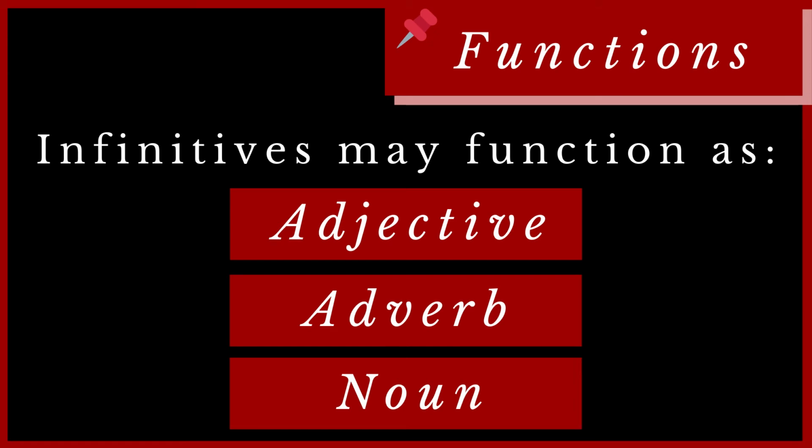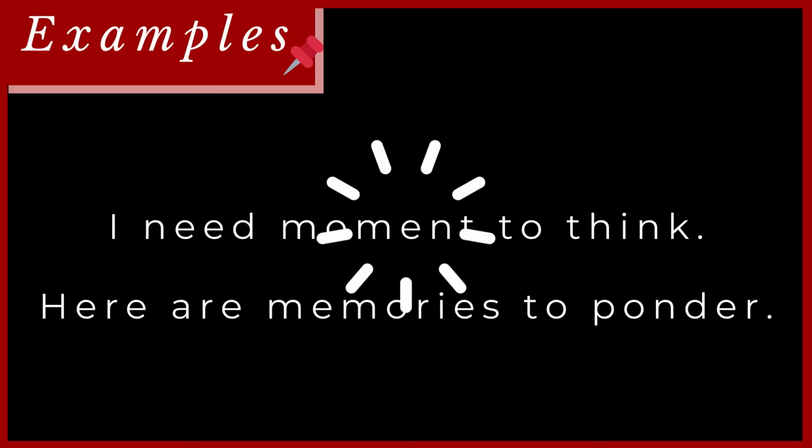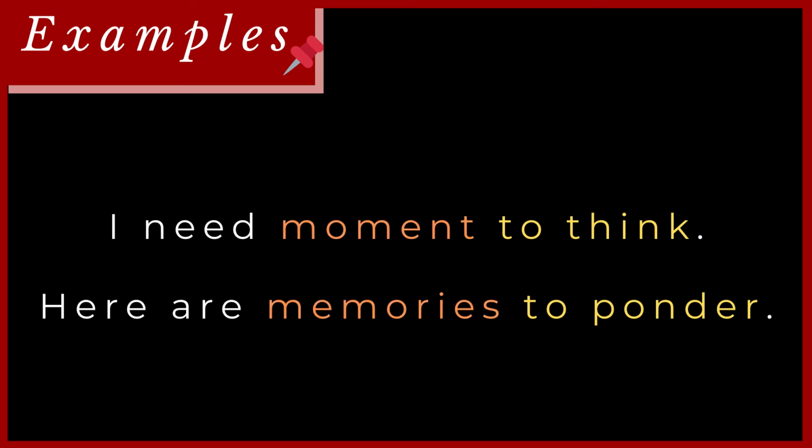If an infinitive follows a noun and describes it, it functions as adjective. For example, I need a moment to think. Here are memories to ponder. To think and to ponder come after the nouns moment and memories respectively, which they describe. Therefore, these infinitives function as adjective.